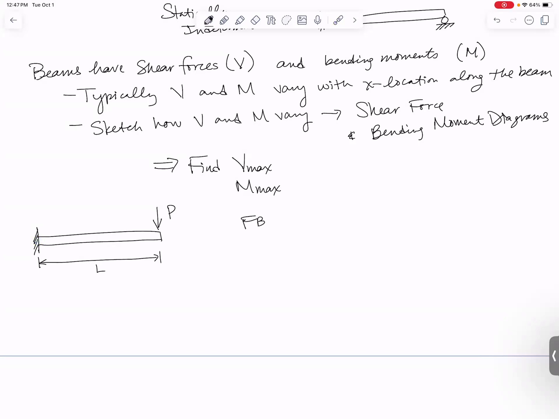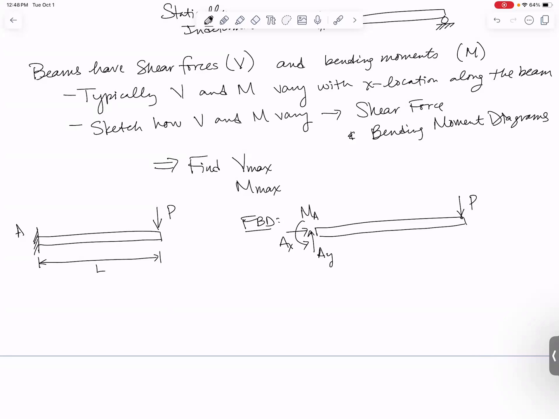Free body diagram of the whole thing. It's always a good idea to do this before you start cutting things open. Make sure you know all of your external reaction forces. If I have a force P there at the end, I'm going to have, call this maybe point A, a Y component of force, an X component of force, and I can potentially have a couple moment MA.